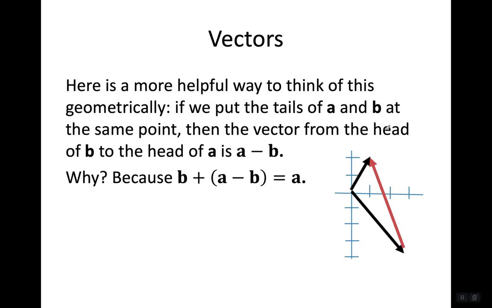But here's a more helpful way to think of this geometrically. If we put the tails of A and B at the same point, then the vector from the head of B to the head of A is A minus B. Okay, so here's the head of B, here's the head of A. The vector from the head of B to the head of A is A minus B. And why is that? Because B plus A minus B is A. Okay, so here we have B plus (A minus B) equals A.